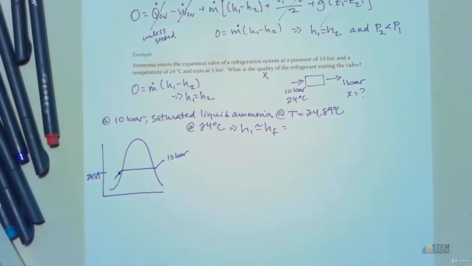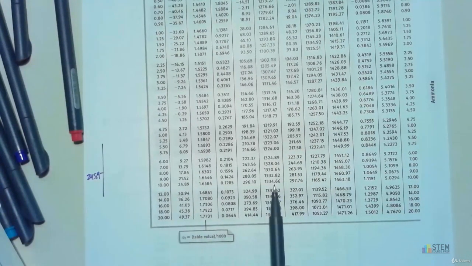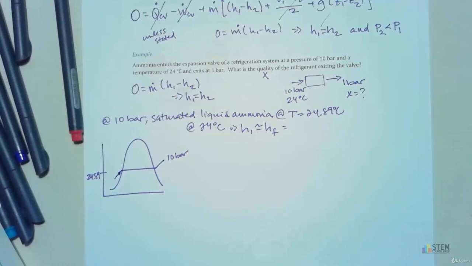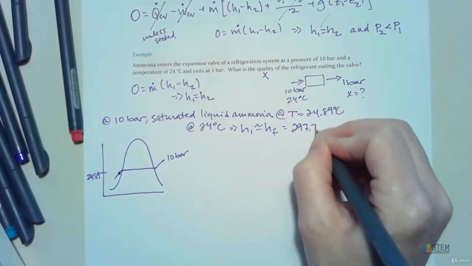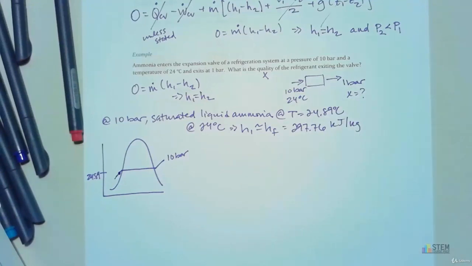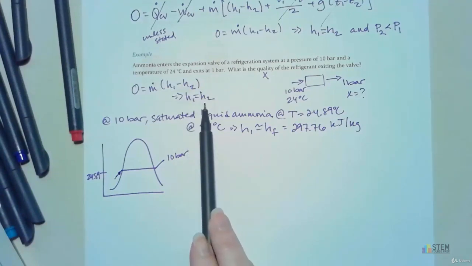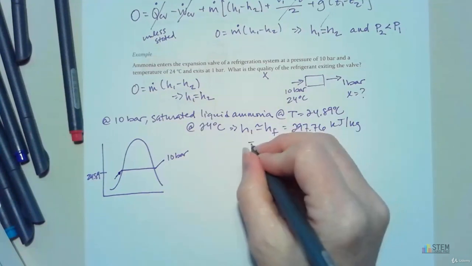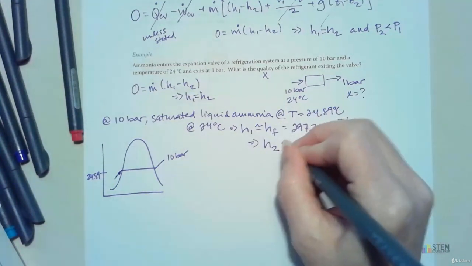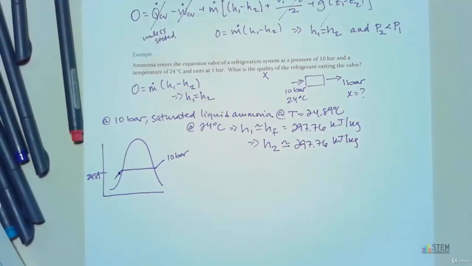Now in the table, if you go to the pressure 10 bar and look up hf, here's 10, come over here to hf, it's right here, you get 297.76. So there's 297.76, units are kilojoules per kilogram. Now we already said from up here that h1 has to equal h2. So that means that our h2 is approximately equal to 297.76 kilojoules per kilogram.